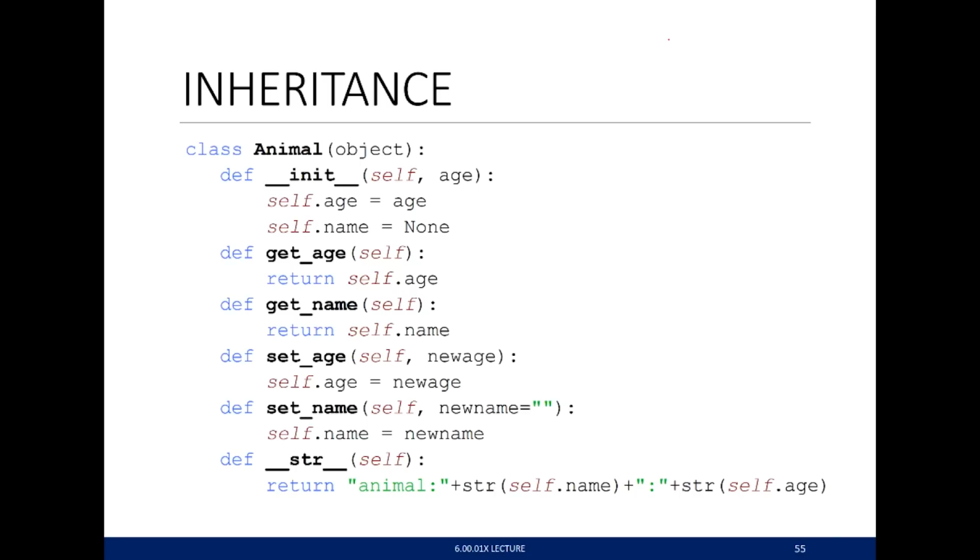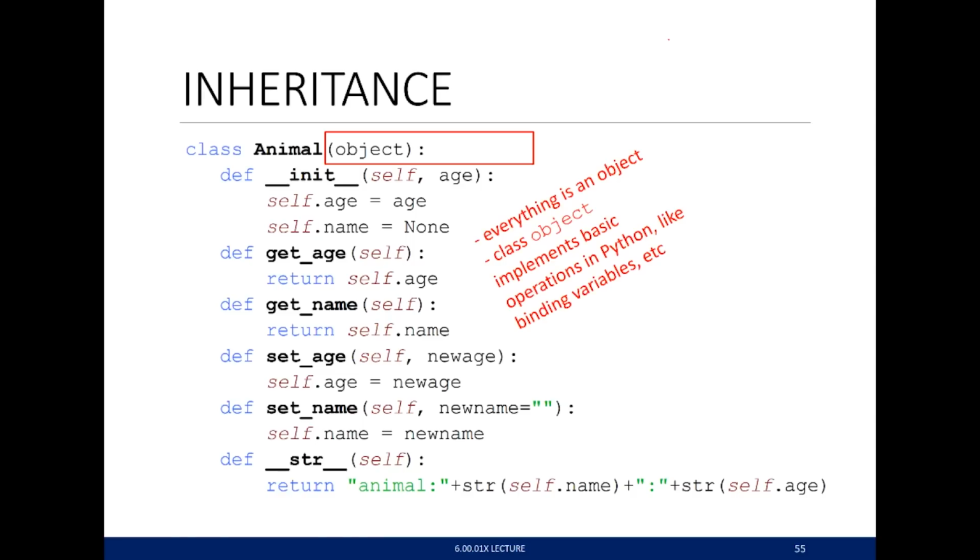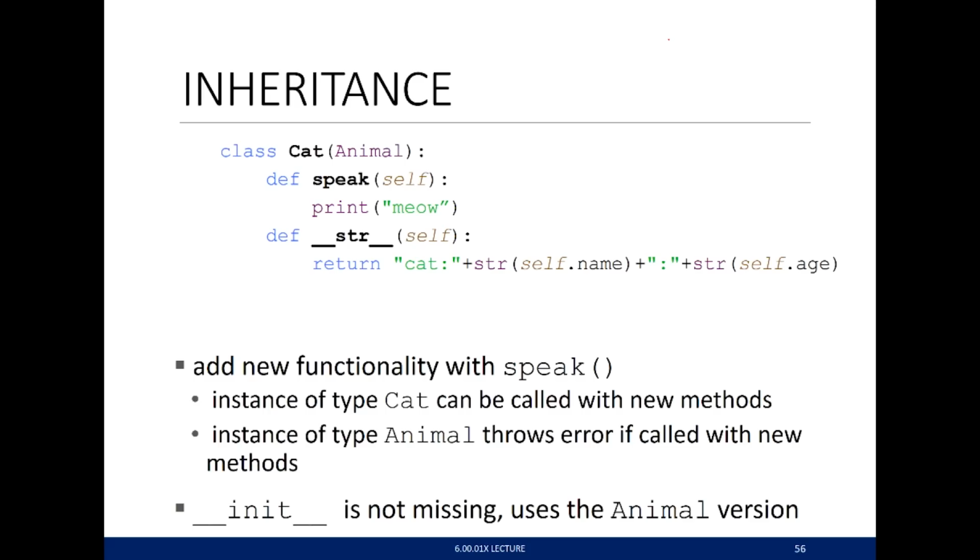There's my animal class. It's just what I had before. I've got a way of creating them with an age and a name. I've got getters, I've got setters, I've got a way of printing them out. Let's see what happens if I want to build things on top of them. So everything here is, of course, an object. That means it inherits all of the pieces inside of Python. And then the new object is going to define properties that it's going to inherit from that class, but have its own properties on top of it.